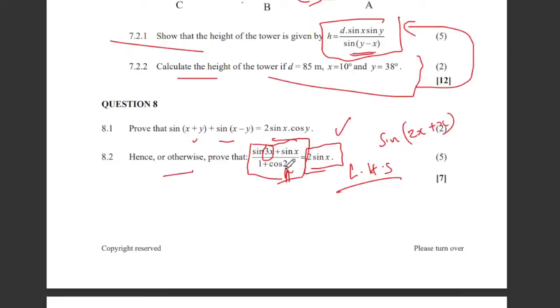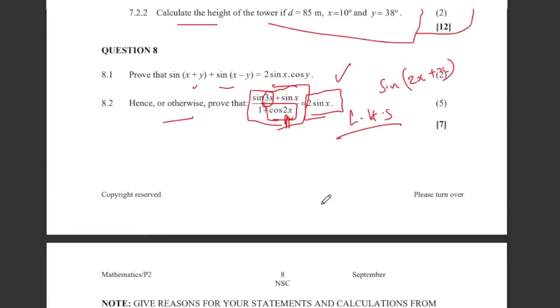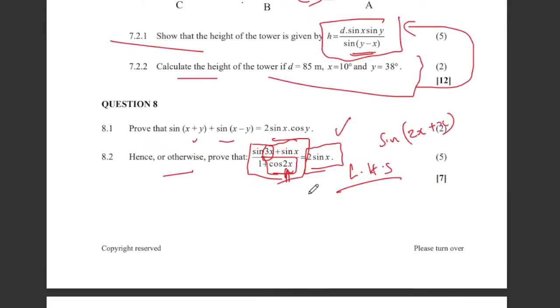Find the compound, the double angle of the cos 2x. But since our right hand side is having just a sine, just change this cos into the double angle that has a sine. Factorization might be involved, and then solve that. So guys, that's the trig.